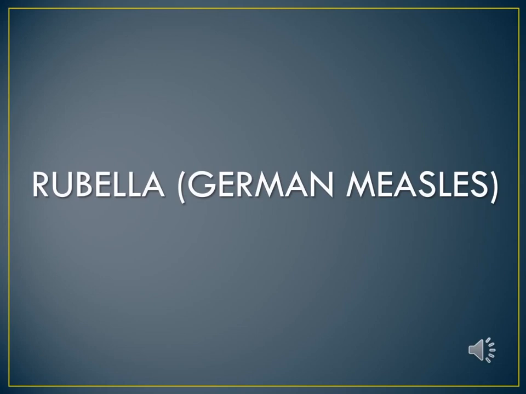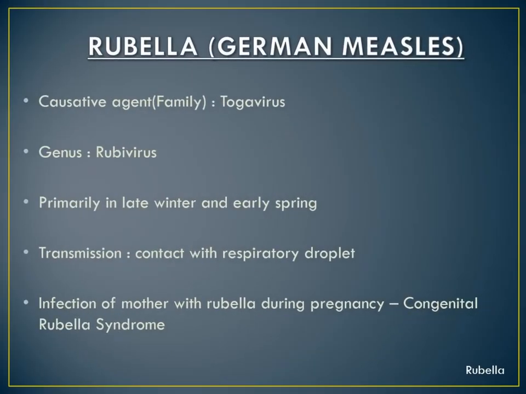Now I'll be explaining about rubella. Rubella is also known as German measles. Rubella is a mild illness caused by a virus in the family Togavirus and genus Rubivirus. The greatest importance of this infection lies not in its effect on those who contract the acute illness, but in its capacity to induce birth defects in the developing fetus. The infection occurs primarily in late winter and early spring. The mode of transmission is through contact with respiratory droplets. Infection of the mother with rubella during pregnancy can cause congenital rubella syndrome.